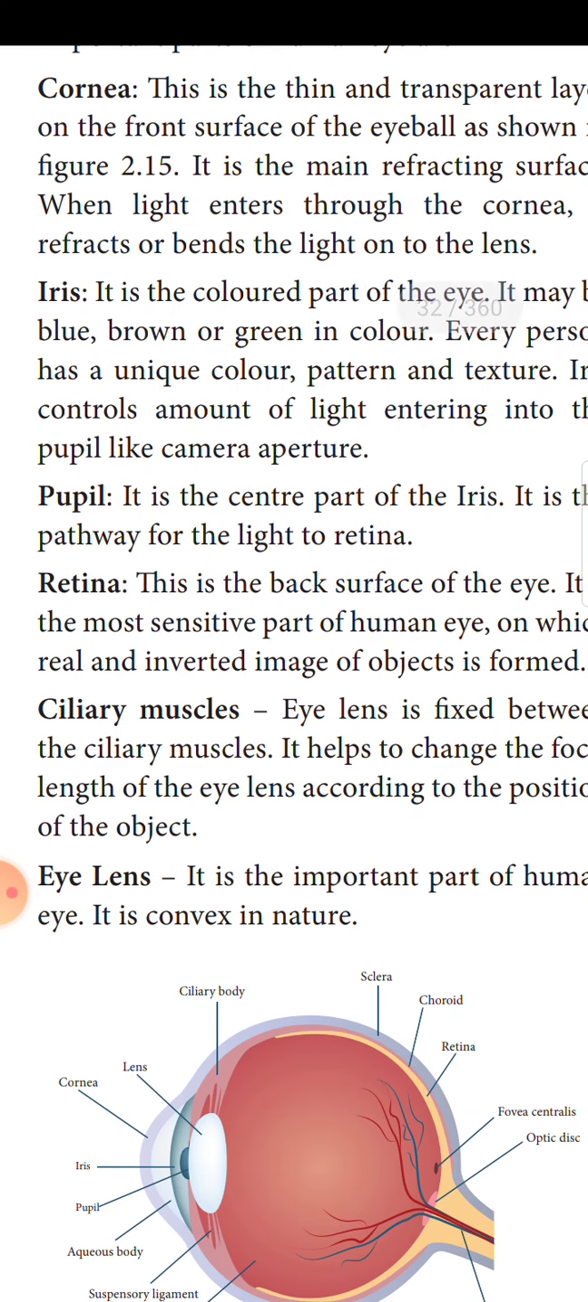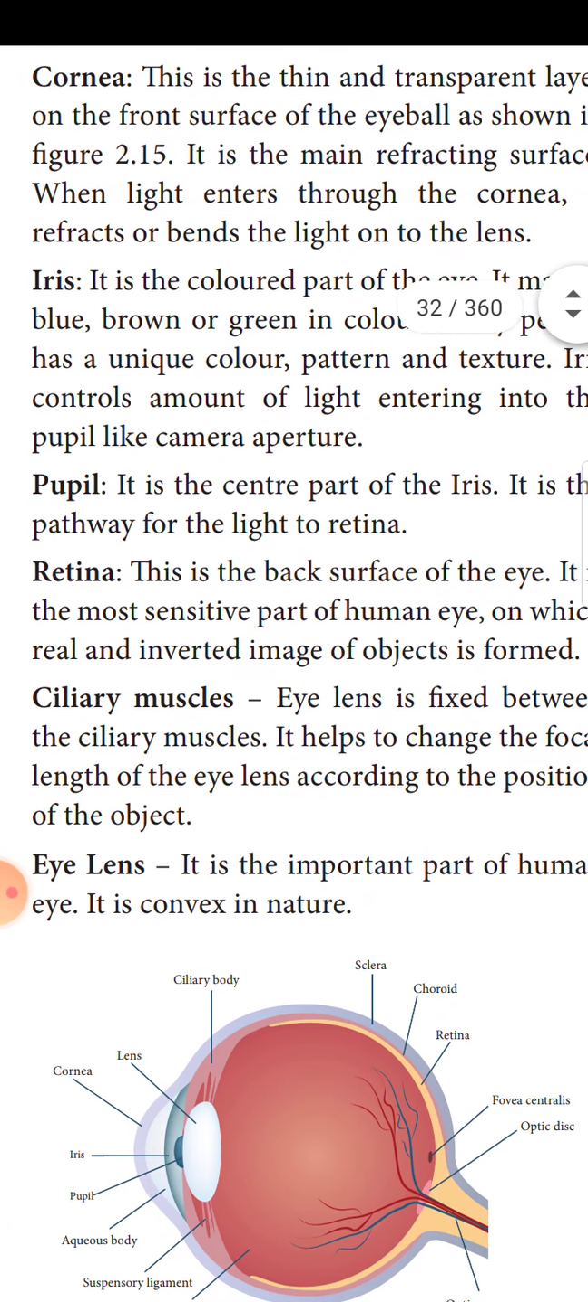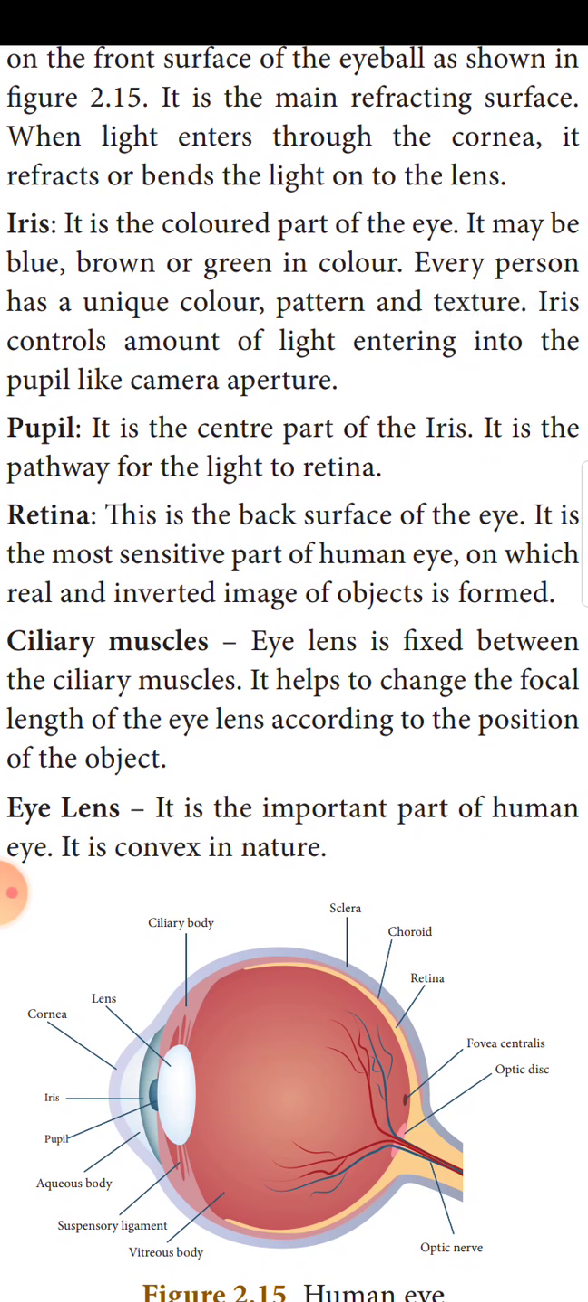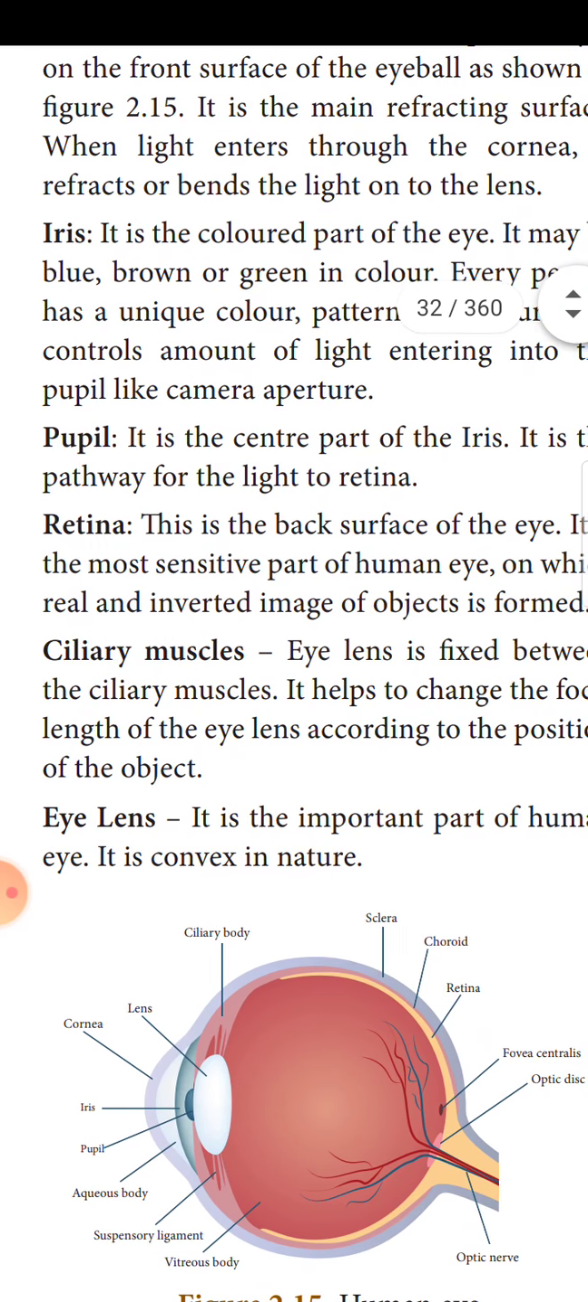Pupil. It is the center part of the iris. It is the pathway for the light to the retina.